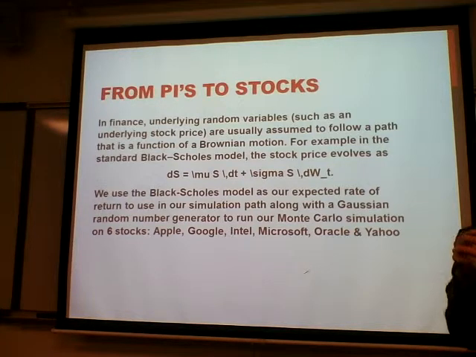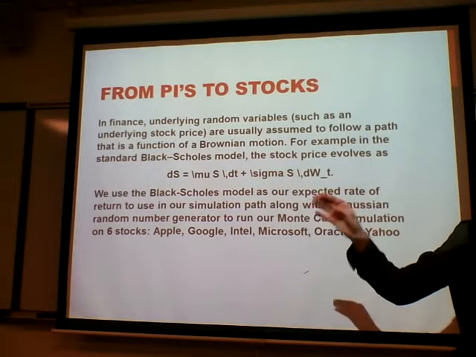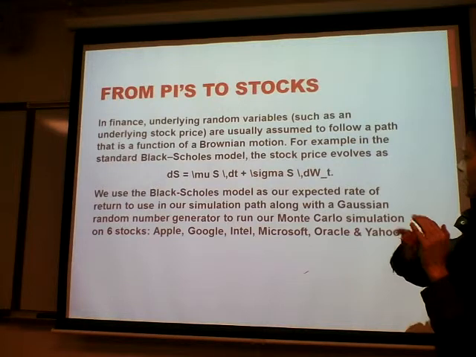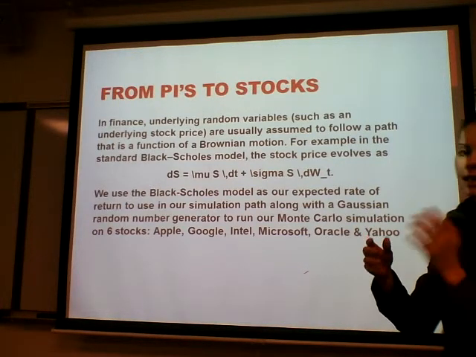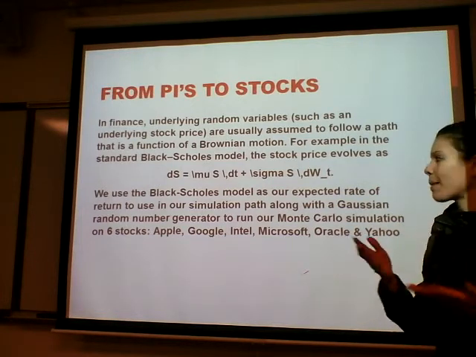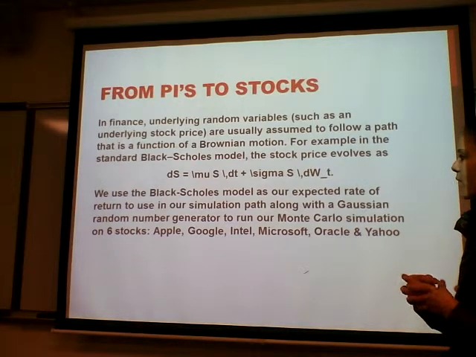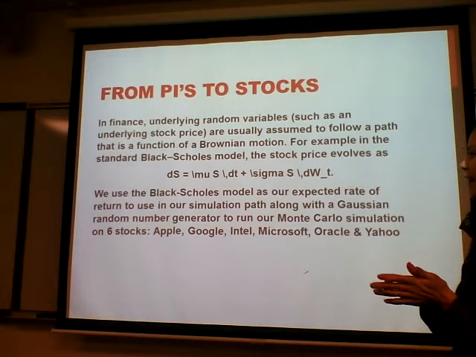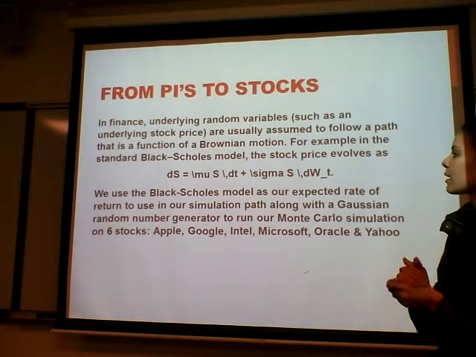It gives you a geometric walk, a spread along a path, say some time to expiration. I'm not sure exactly how it does it, but it sets out some kind of stochastic random process to give you an average number after you give some parameters like an expected rate of return. And then I have the formula as follows. I actually use the Black-Scholes model as our expected rate of return to use in our simulation path, along with the Gaussian random number generator to run the simulation. So next slide, I'll show you.